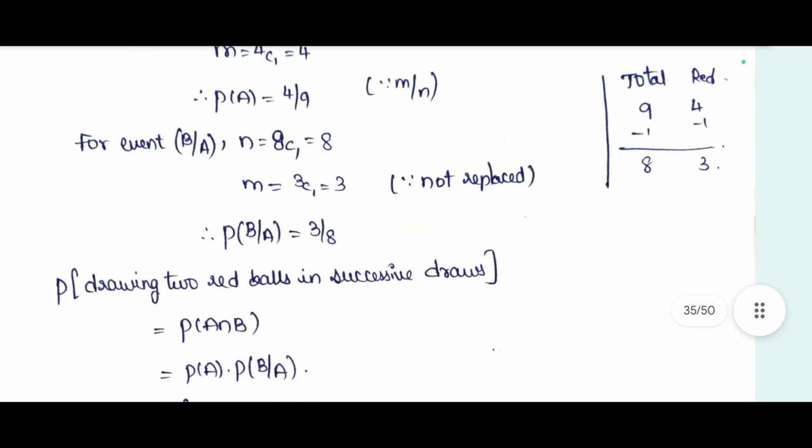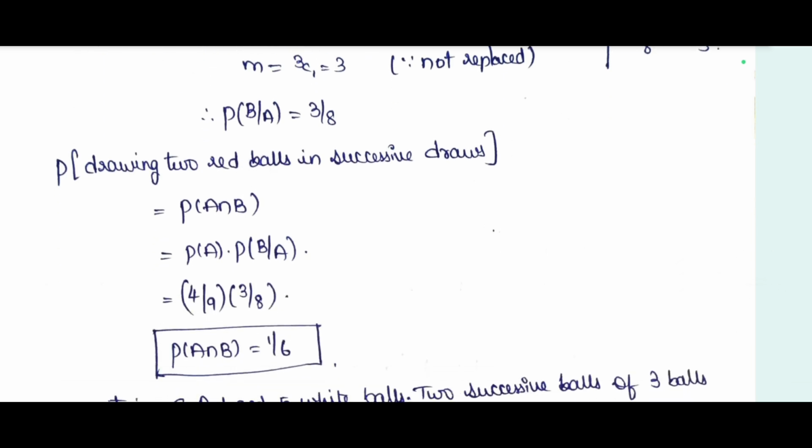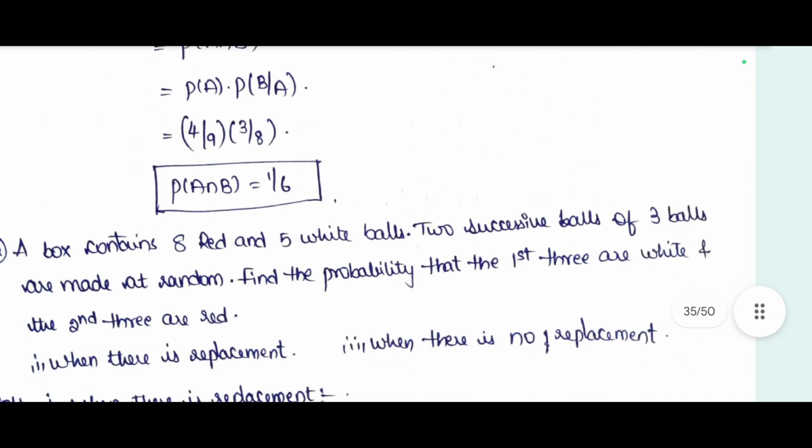The probability of two red balls in successive draws is explained by the conditional probability formula: probability of A into probability of B given A. So this is 4 divided by 9 into 3 divided by 8. The total probability of A intersection B, two balls drawn successively, is 1 divided by 6. Very important problem.